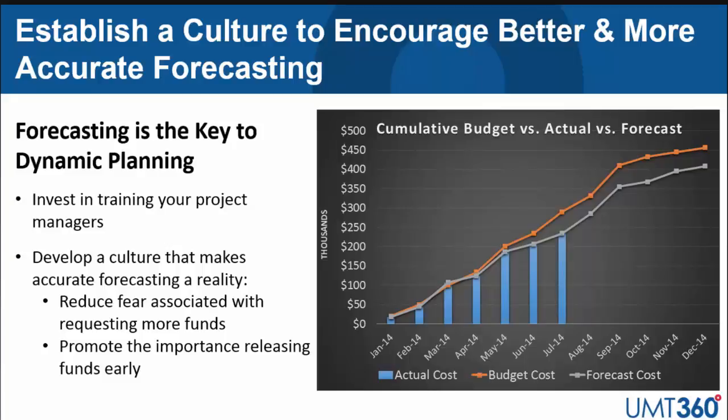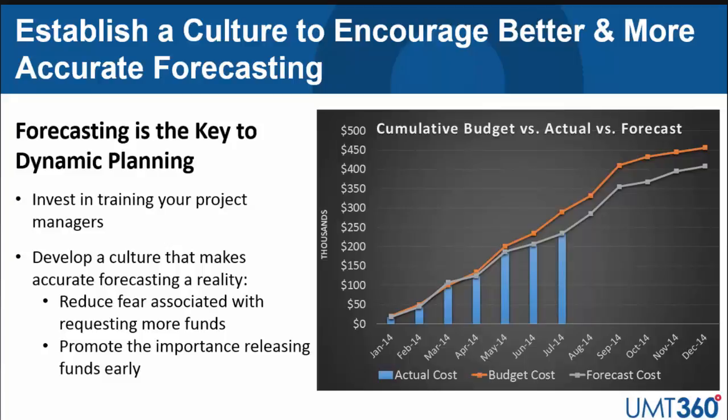Working with organizations, what we've often seen is there's cultural aspects to be addressed to improve forecasting capabilities. The first is that costs tend to be inflated, sometimes because there's a fear to go and ask for more money. Fear that you'll be pulled up in front of the VP and asked why you need more money, what's wrong with your planning capabilities. So we need to reduce that fear.